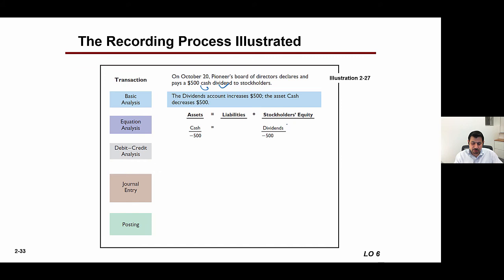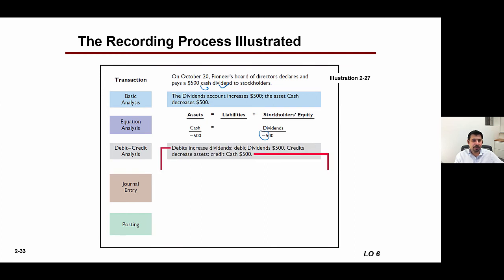Now, as you can see here, dividends have increased, but this minus here reflects the negative effect of the increase in dividends on stockholders' equity. As you remember, when there's an increase in dividends, stockholders' equity will decrease. Now, cash is an asset. Cash has decreased. Credits decrease cash, so we will credit cash. Debits increase dividends, so we debit dividends 500.